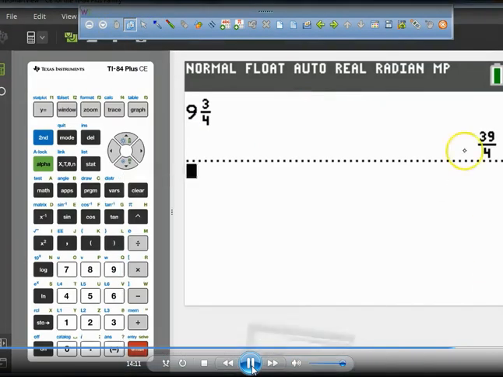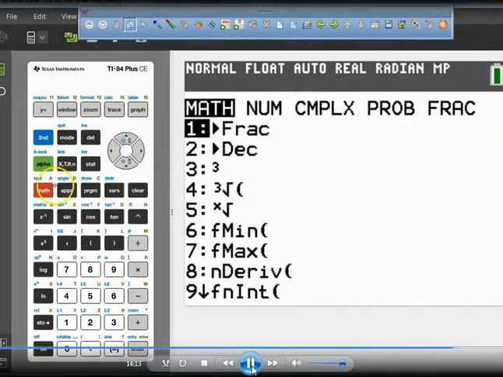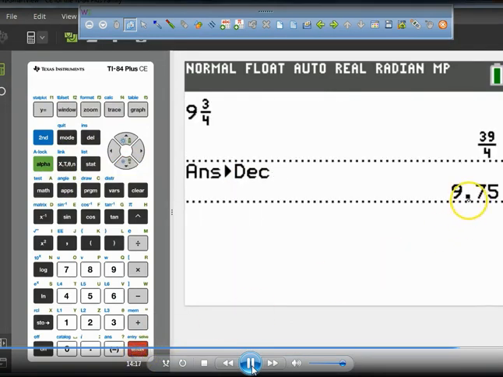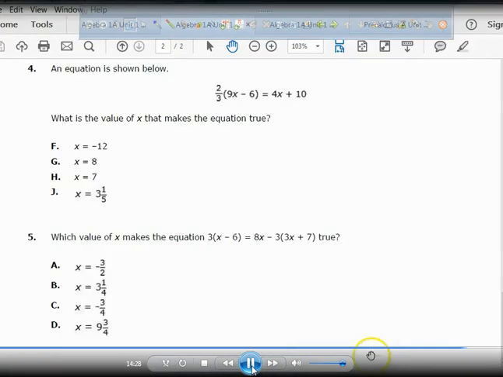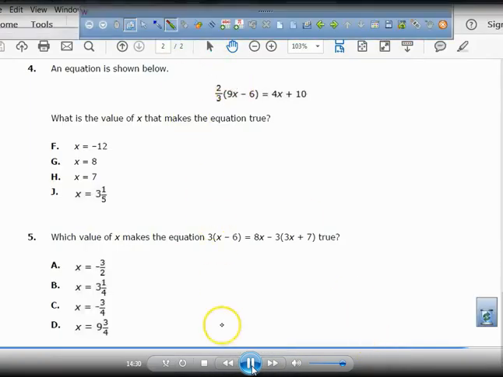Now, what if I wanted to change that to a decimal? You're going to hit the math button, go to number 2, and press enter a couple times. And voila, 9.75. 9 3/4. You got it. So that allows you to test it in the graphing calculator.